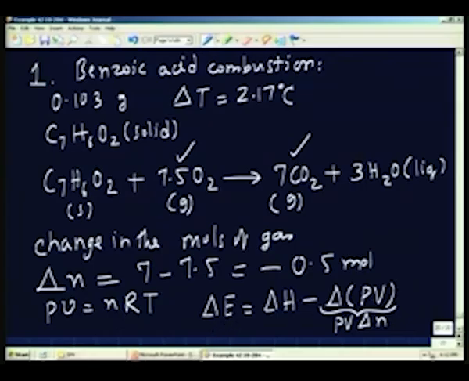So, we can see that delta E is delta H minus delta n into RT. So, that gives you the relationship between the internal energy and the enthalpy. Okay? So, that is the part of the calculation. So, let us complete that.